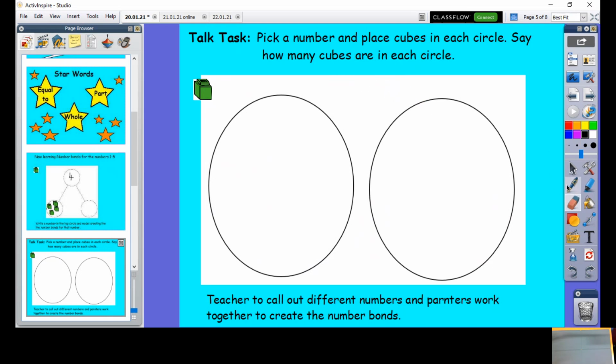Okay, boys and girls, you should have had a go at that. Now let's have a go together using number 3. So if it's my number 3, I need to have 3 cubes. Okay. So how can I split my 3 into 2 parts? How can I split my whole into 2 parts? Well, I could put 1 here, 2, 3 here. How many have I got in this one? 1. How many have I got over here? 2. Well done. So I know 1 and 2 makes 3. Let's try another way.